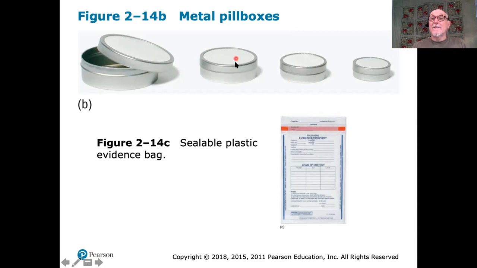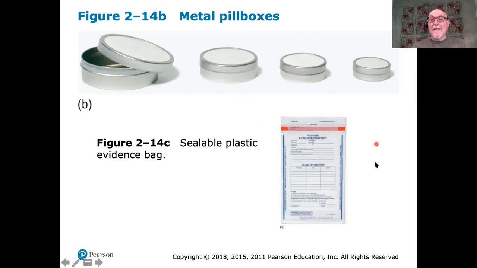Again, there is a paper covering so that this can be written on, and probably who collected it, the evidence number, the crime scene, its number, etc. The docket number for this particular crime, etc., may all be written on the lid.